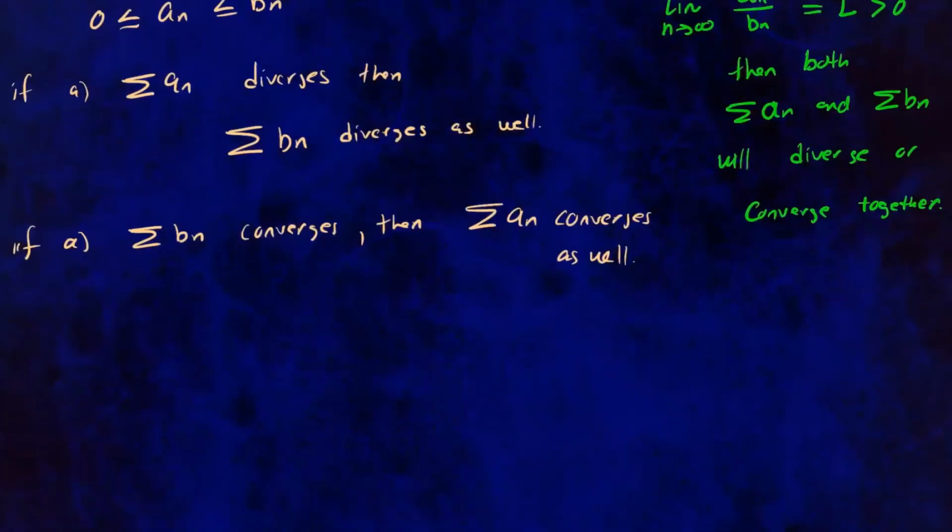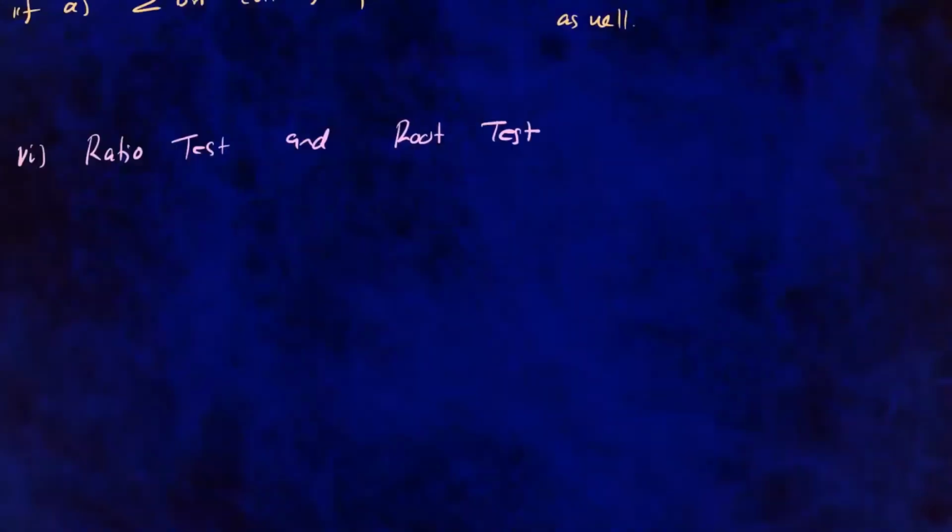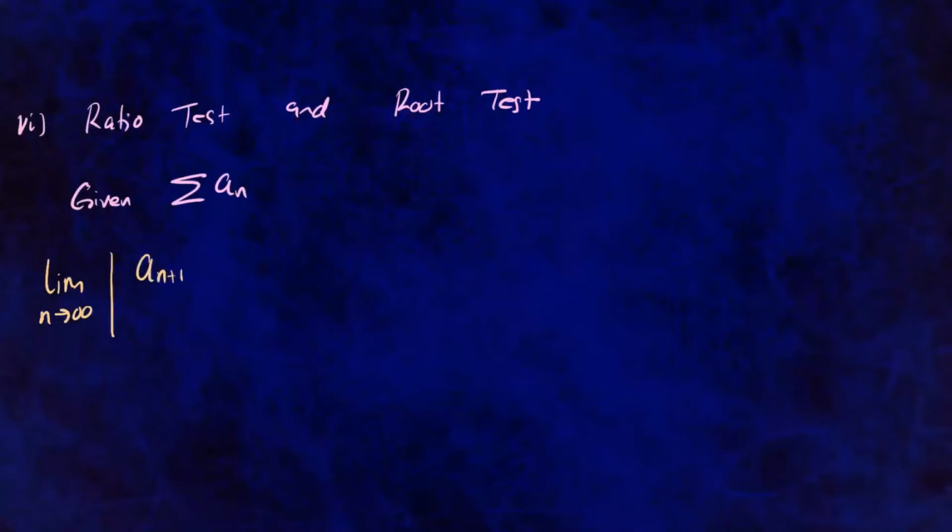Then the last test I'm going to mention is the ratio test. So this is number 6, the ratio and root tests. So for the ratio test, you're comparing ratios of the following terms. So suppose you're given the series a_n. So you're going to do the following. You're going to take the limit as n goes to infinity in absolute value of a_(n+1), one term after a_n, and you divide that by a_n, the previous term.